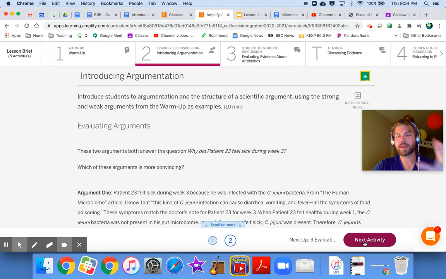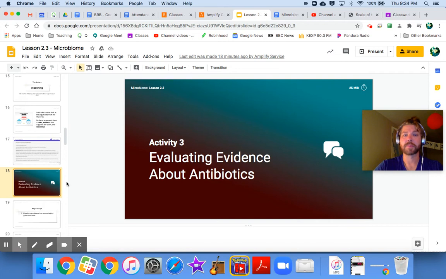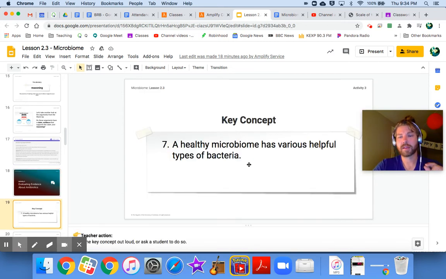We're good. So going back to these two arguments, which one had a claim? Which one had evidence? Which one had reasoning? Because that one is going to be the better scientific argument, the more convincing scientific argument. So we're going to look at some claims about, some evidence about antibiotics. First, let's talk about our key concepts. Let's highlight these really quick.